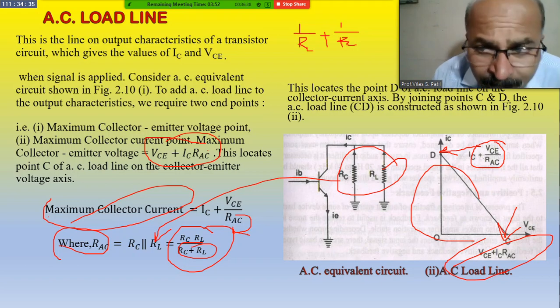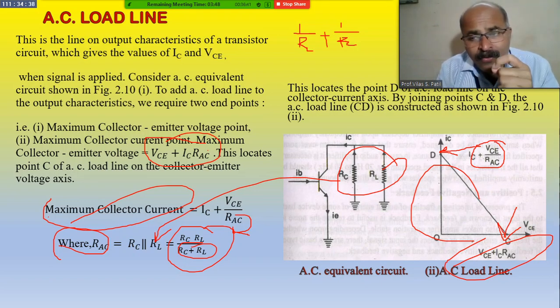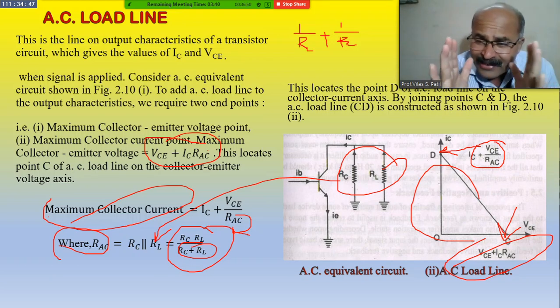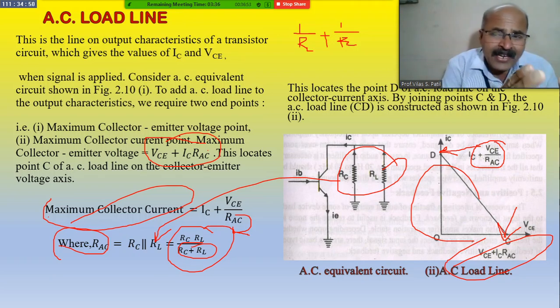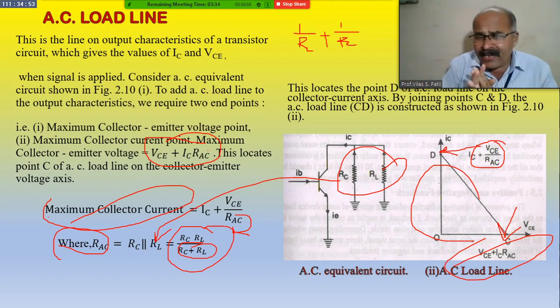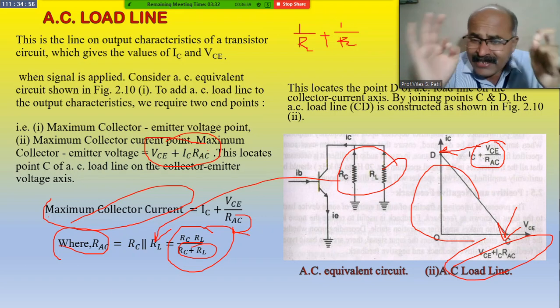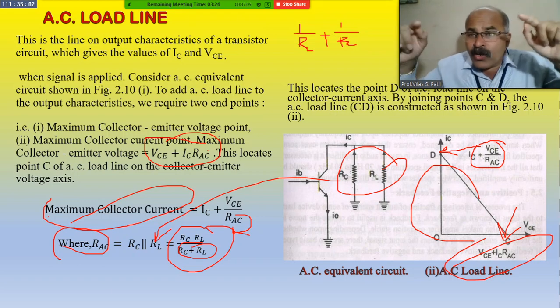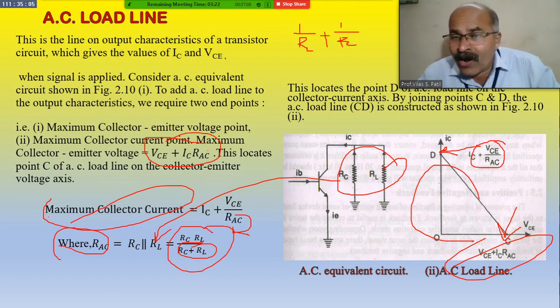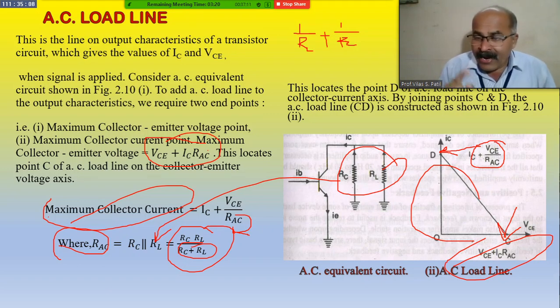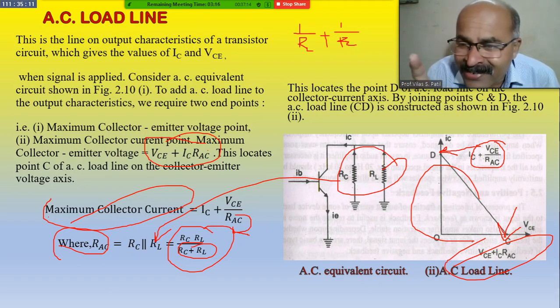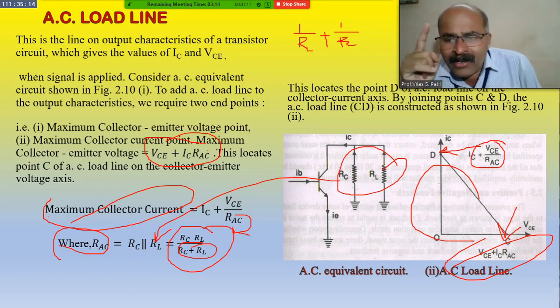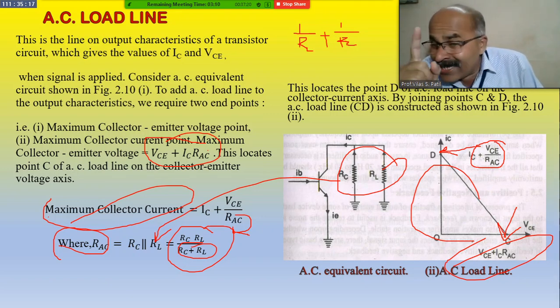Friends, here we finely studied the AC load line, DC load line, what is the AC equivalent circuit, DC equivalent circuit, and how the AC and DC load lines are constructed on output characteristic by using AC DC equivalent circuit respectively. And this is known as an AC DC analysis. And all this will be asked for 10 marks.